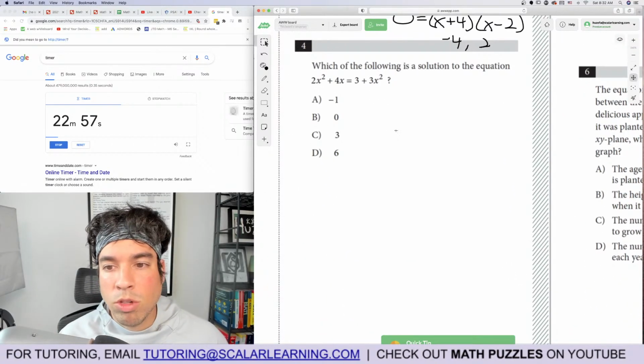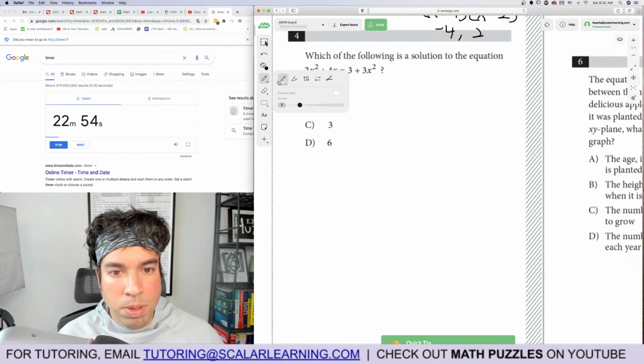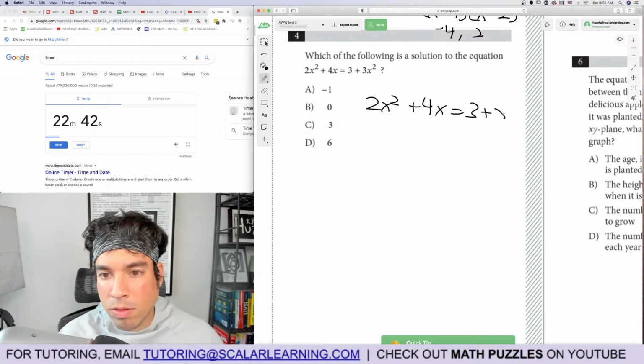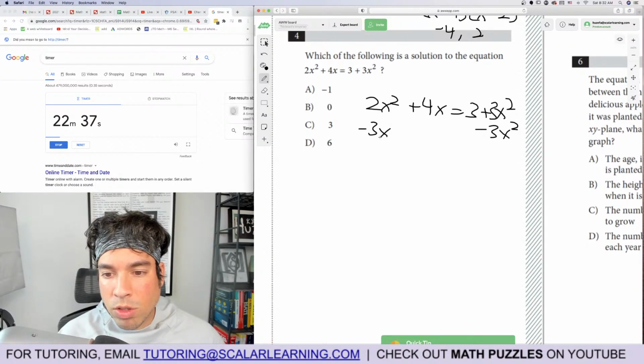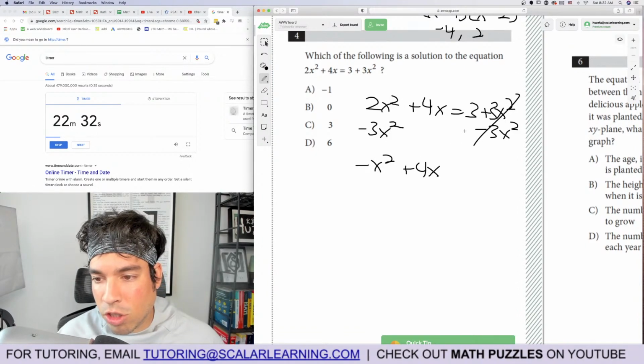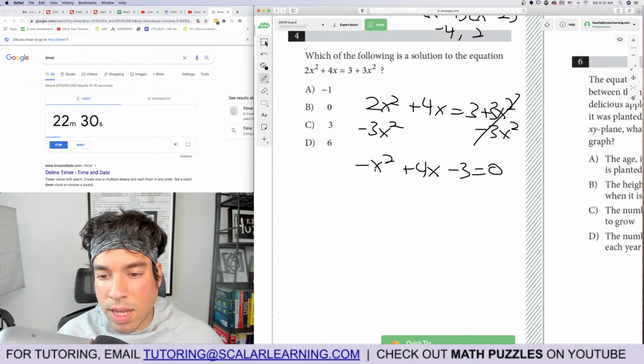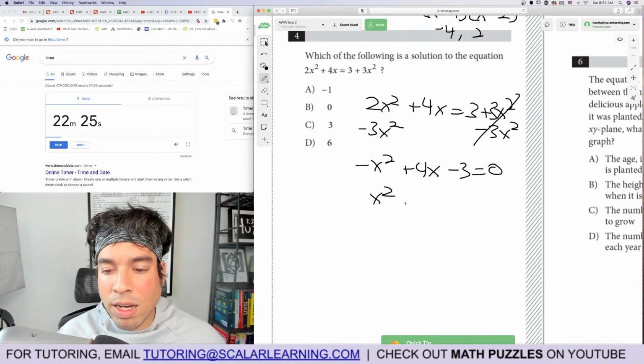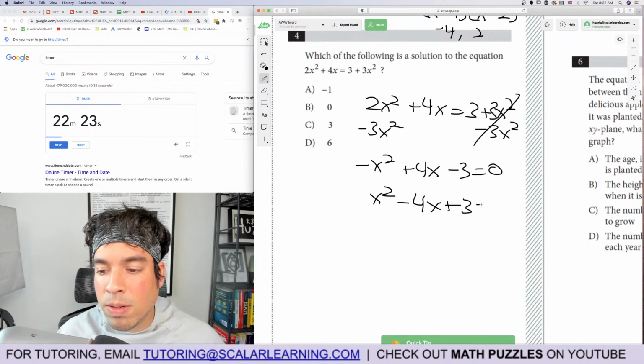Number 4. Which of the following is a solution to the equation above? All right, let's combine like terms. Let's subtract 3x² from both sides. Here, let's rewrite it. We're going to do zero product rule, right? And then I get negative x² + 4x, and then I'll just subtract 3 from both sides. Boom. I don't like having a negative x² in front. Nice and easy. We'll multiply everything by negative 1. So I get x² - 4x + 3 = 0.